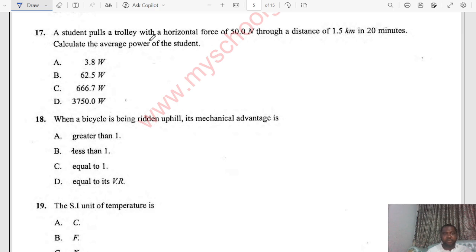It says a student pulls a trolley with a horizontal force of 50 newtons through a distance of 1.5 kilometers in 20 minutes. Calculate the average power. Now power is work done over time, and work done is force times distance, then over time. So this makes sense, right? But the only problem is that this distance and time are not in SI units. So 1.5 kilometers is the same thing as 1,500 meters, because kilo means 1,000.